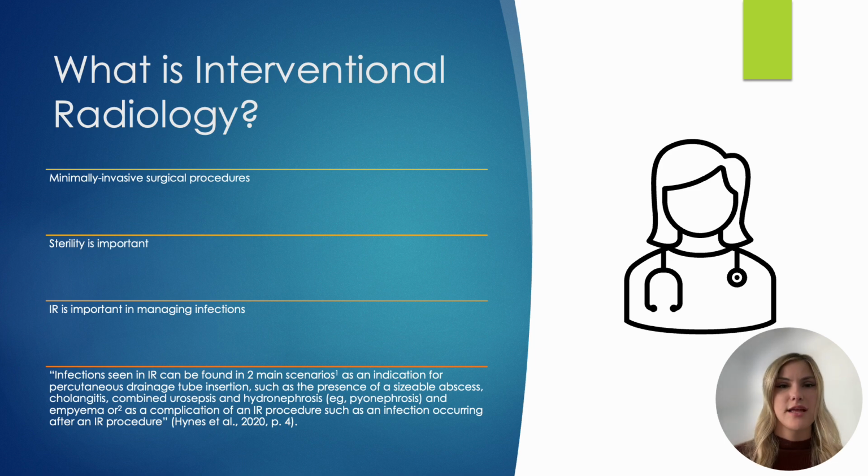IR is an important factor in managing infections, and it would be very unfortunate if it was the cause of some of the infections. As the quote by Hines and others state, infections seen in IR can be found in two main scenarios: as an indication for percutaneous drainage tube insertion, such as the presence of a sizable abscess, cholangitis, combined urosepsis and hydronephrosis, and empyema. This is what I mentioned in regards to abscess drain placements. Or as a complication of an IR procedure, such as infection occurring after an IR procedure. Though infections are not significantly common after IR procedures, they are still possible.